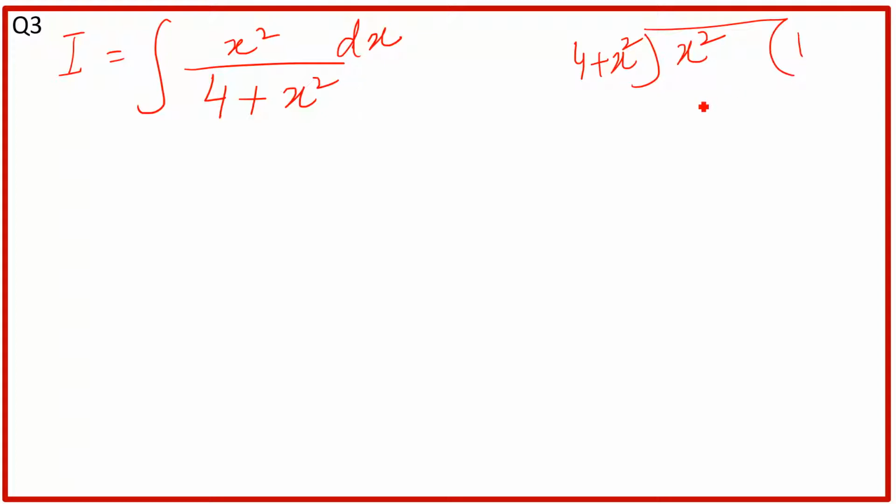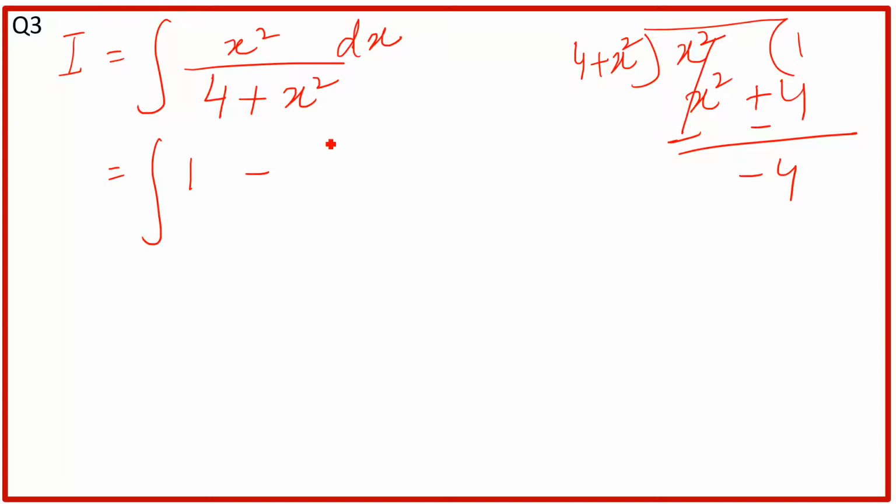Here we will divide with respect to x. So, x square plus 4. Sign will change, so minus 4. It is equal to 1 minus 4 over 4 plus x square dx.